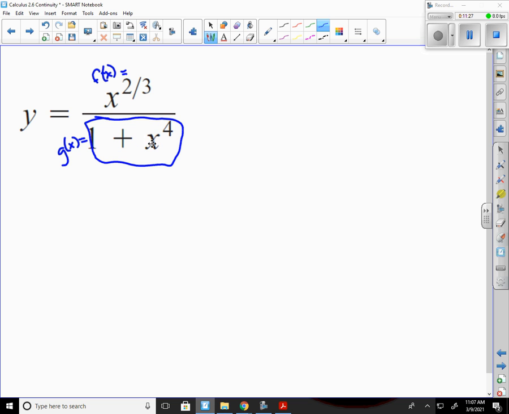No matter what I plug in for x, it would give me a positive number added to 1. So this is always going to be positive in the denominator. So there's no way to make my denominator equal to 0. So the quotient is continuous.